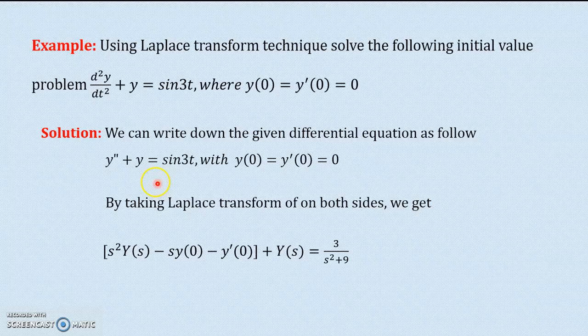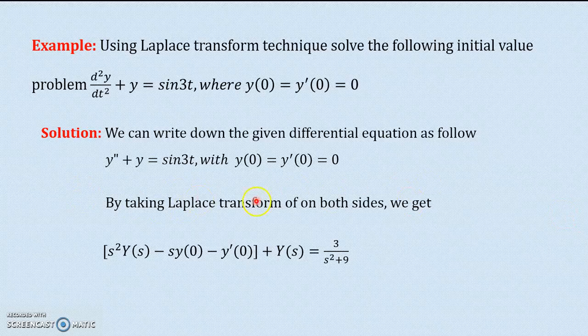In the next slide we take one example on linear differential equation which is solved by using Laplace transform. See the example. Using Laplace transform technique, solve the following initial value problem. That is d2y by dt square plus y is equal to sine 3t, where the conditions are y of 0 is equal to y dash of 0 is equal to 0. To solve this linear differential equation, we can write down this equation in this form: y double dash plus y is equal to sine of 3t with the given condition.